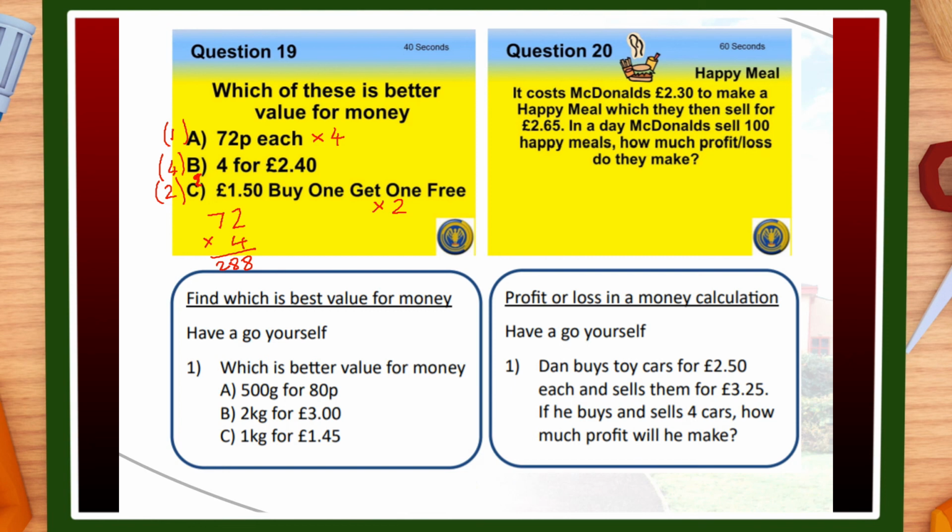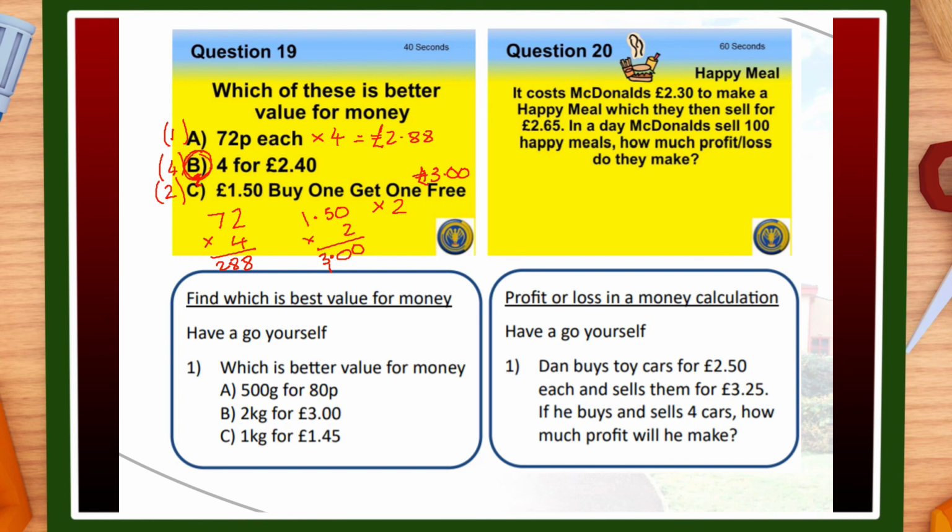So for shop A, 72 times 4, 4 2s are 8, and 4 7s are 28. Apologies, running out of room there. That's 288p, which is £2.88. And in shop C, £1.50 times 2, 2 zeros are 0, 2 5s are 10, that's 0 carry 1, put the decimal point in, 2 1s are 2, add the 1 is 3, so that is £3 for 4. And then a quick comparison of which is cheaper to buy 4, and it appears it's shop B, where I can get 4 for £2.40.